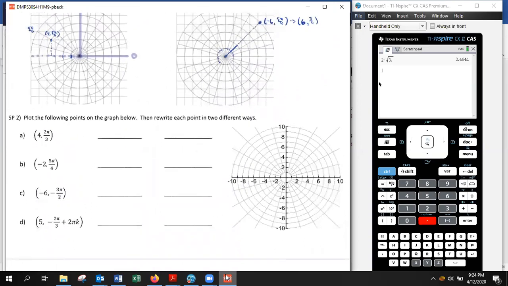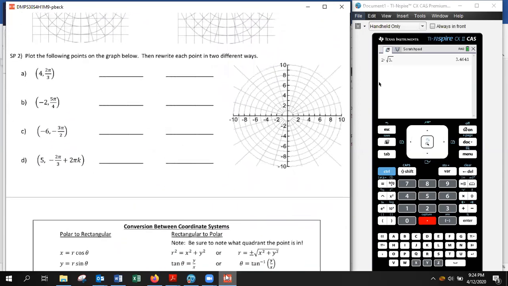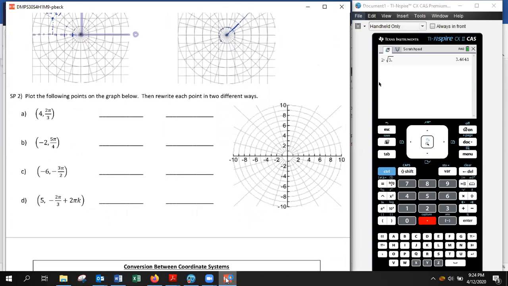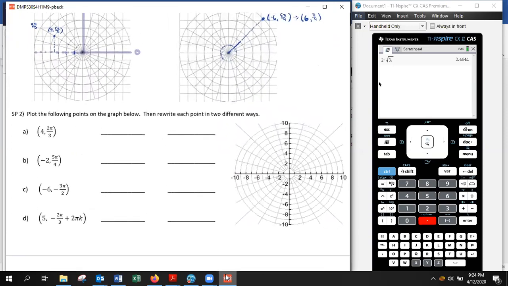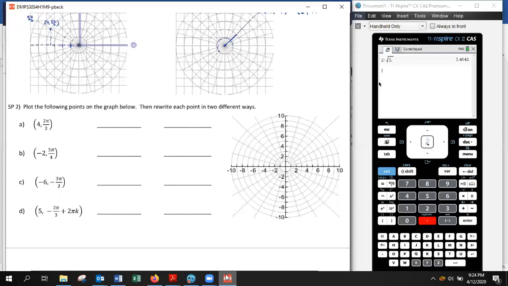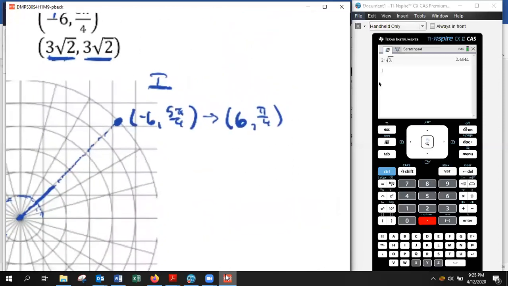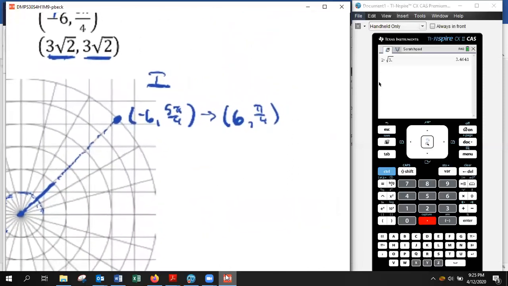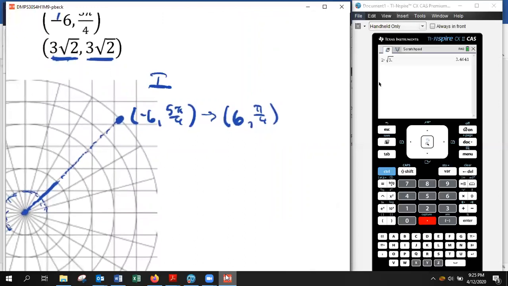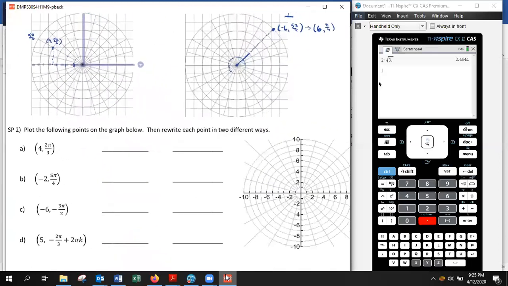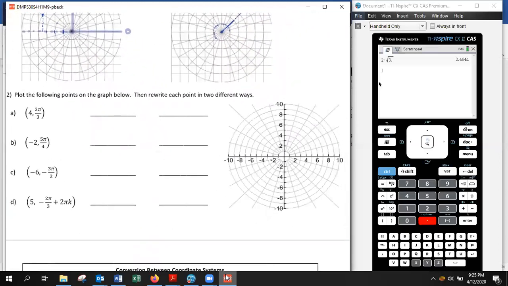So our first set of problems that we're going to do is, first of all, I discussed how to plot them. We're going to actually plot them, and then we want to rewrite them in different ways. One of the ways that we can rewrite them is like I showed up here. Sometimes if we have a negative radius, you want to say, what is our positive radius? And then instead of having an angle in, say, quadrant 3, we're going to take our angle into quadrant 1. So looking at this point, A, (4, 2 pi over 3).